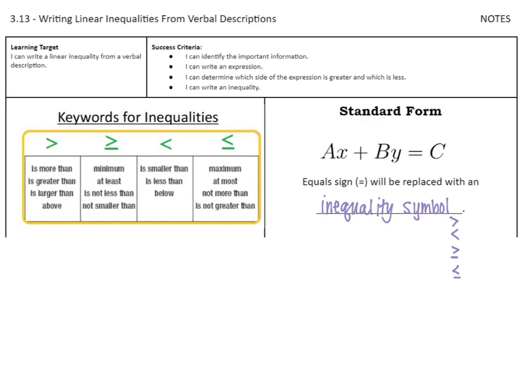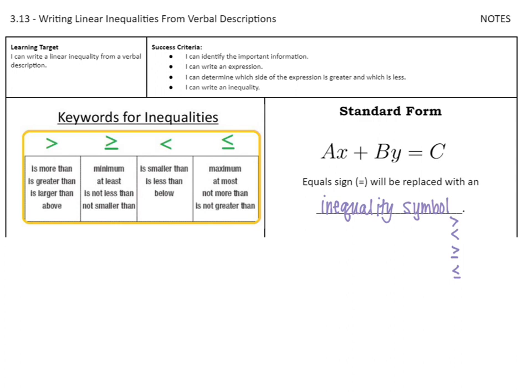And so some of the key words for determining which symbol we want to pick are highlighted for you in this little keywords for inequalities. So we see that for the greater than symbol, this first one right here, some keywords that you might see in a verbal description would be is more than, is greater than, is larger than, or above. If it is greater than or equal to, you might see it saying minimum.